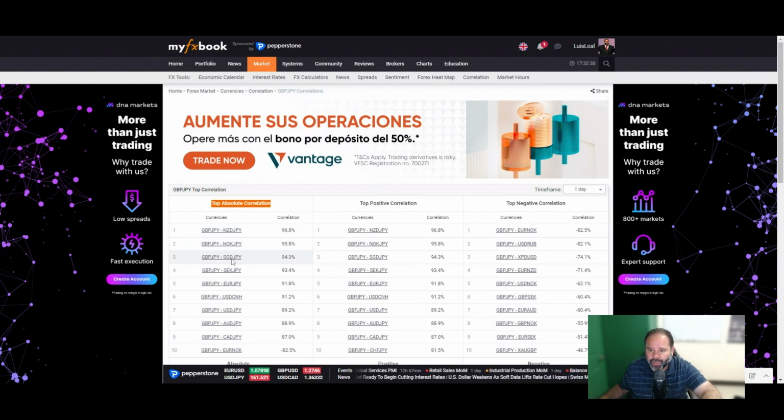And the third one is Singapore dollar yen. This is 94.3%, so these pairs I do not trade, NOKJPY or SGDJPY. I do not trade them, but I can sure use them for analysis, right? So let me write down these three pairs and let me go back to MetaTrader to see how they look on the chart.